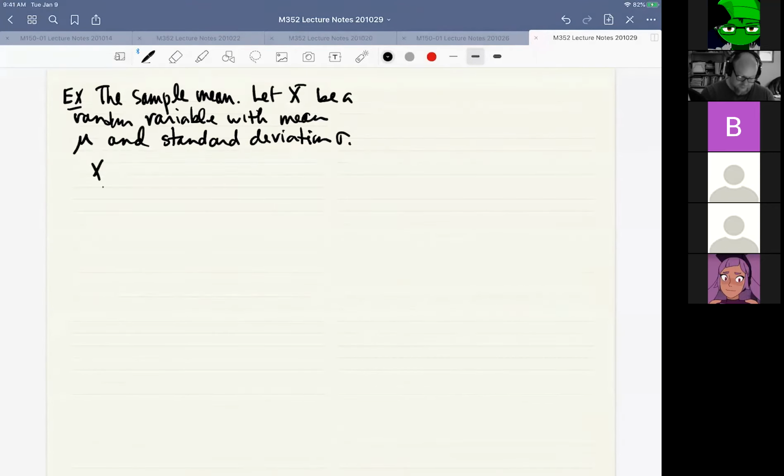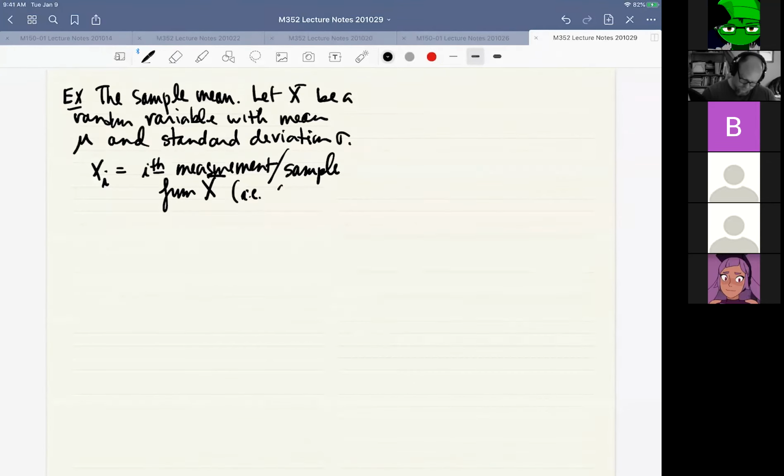So I'm going to say let xi be the ith measurement or sample from x. So just so we're clear, xi is really just a copy of x. So it has the same mean and the same standard deviation. So I'm going to take n samples.